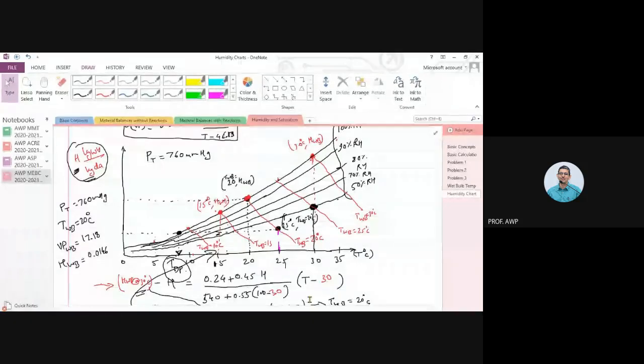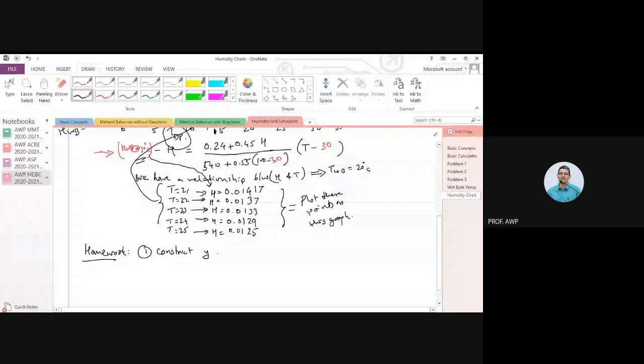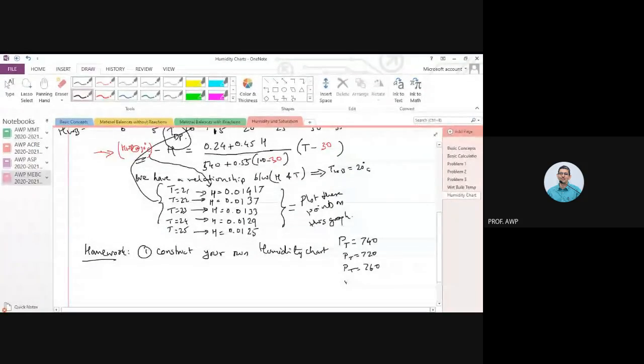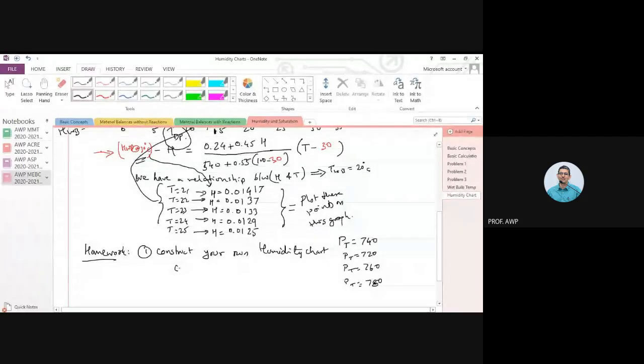So homework. Construct your own humidity chart corresponding to different total pressures, say 740, 720, 760, 780. Okay, compare with available charts.